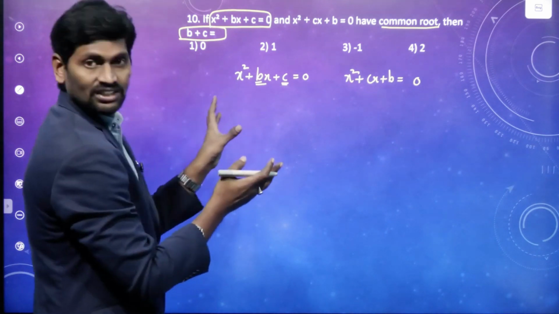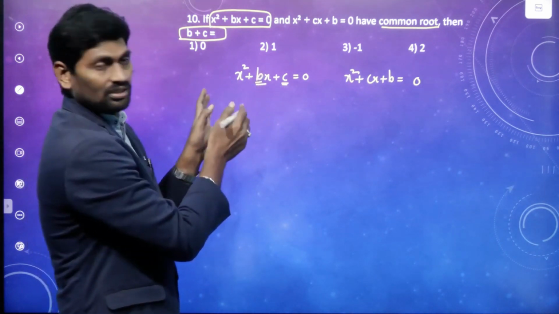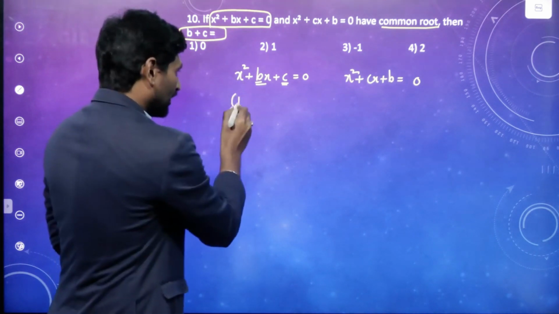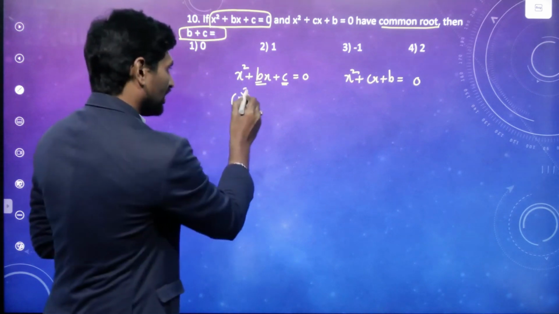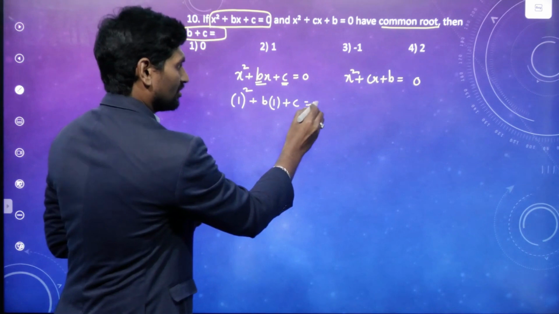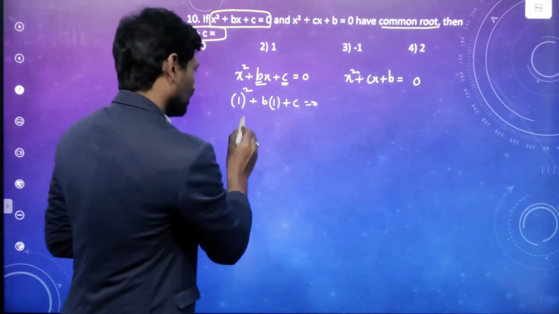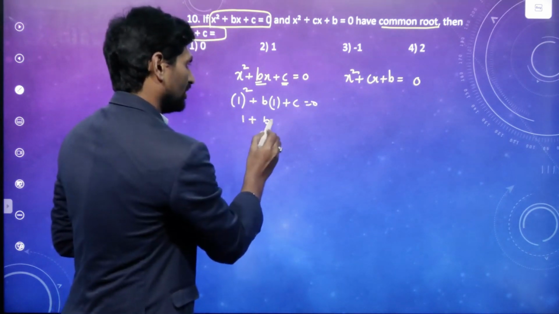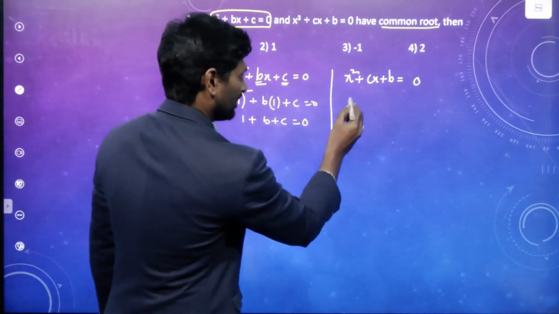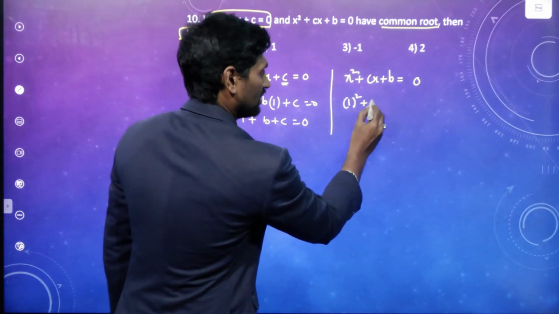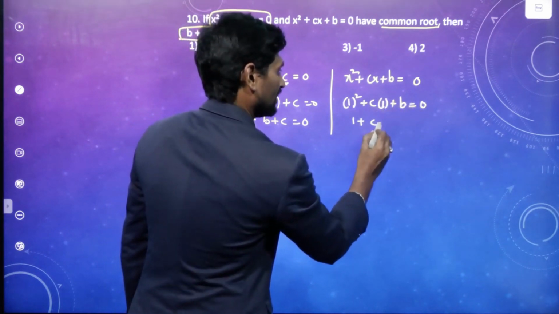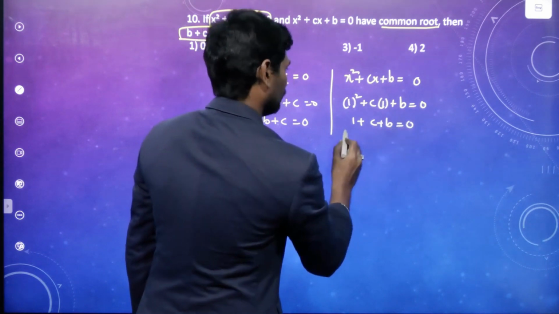Now let us just check it. You will understand clearly if you substitute 1 in the place of x, what is the value here? 1 square plus b into 1 plus c equal to 0. 1 square value how much? 1 only. B into 1, b plus c equals to 0. When you compare here, same 1 here, 1 square plus c into 1 plus b is equal to 0. 1 plus c plus b equal to 0.